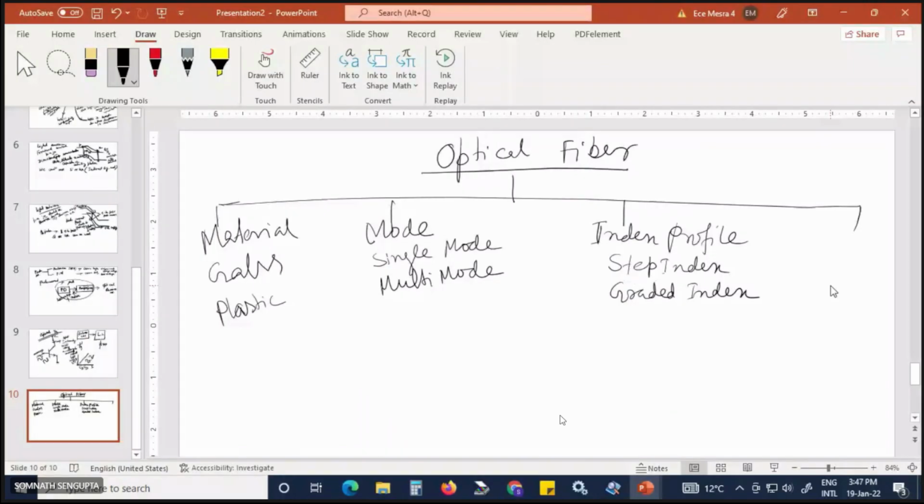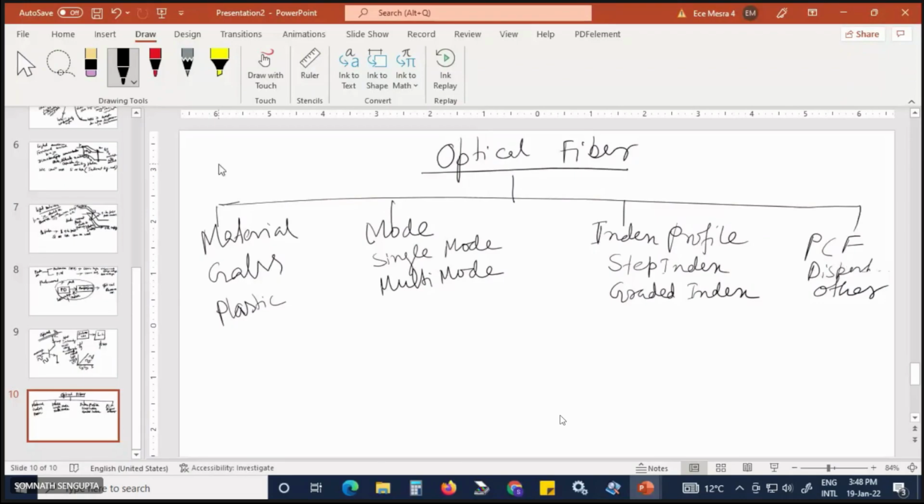And also, nowadays, microstructured fiber, PCF, photonic crystal fiber, dispersion based, and others.